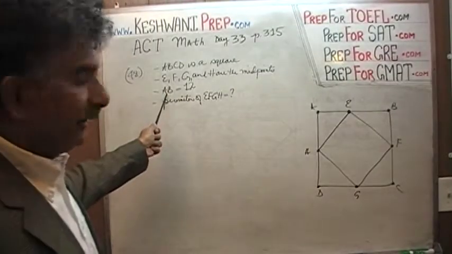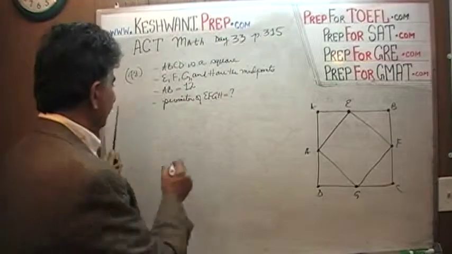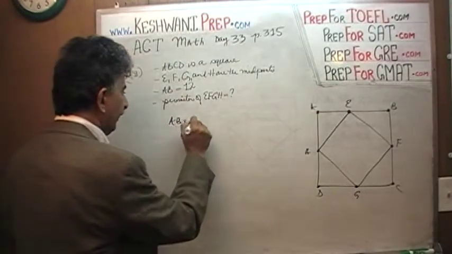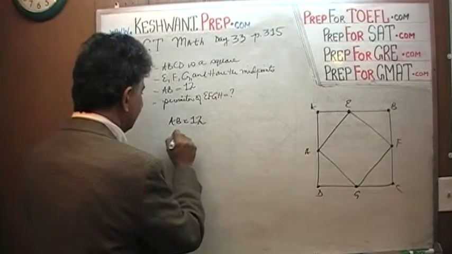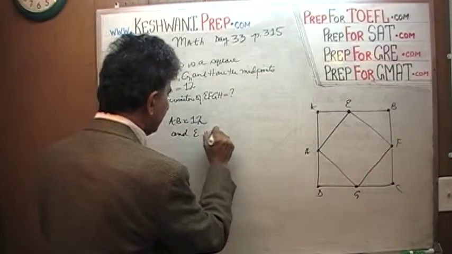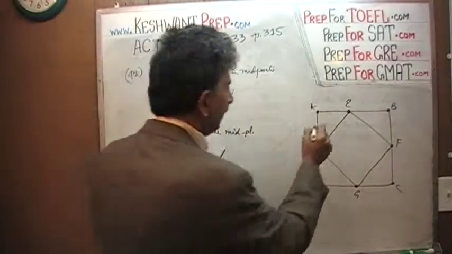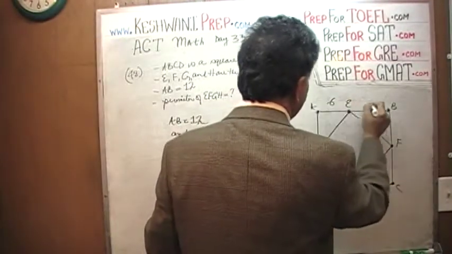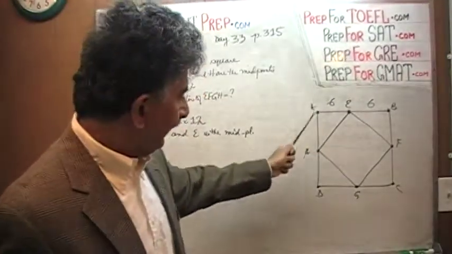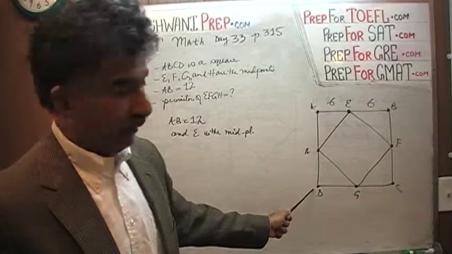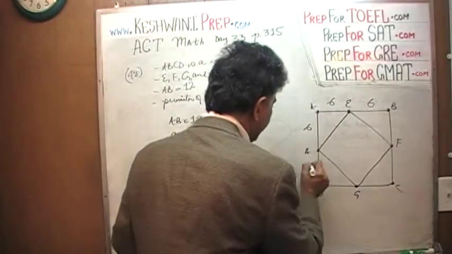We are further told that AB equals 12. If A to B is 12, and E is the midpoint, then this must be 6 and this must be 6. Similarly, if A to B is 12, then A to D is also 12 because it's a square, and because this point is the midpoint, this side is also 6 and this side is also 6.